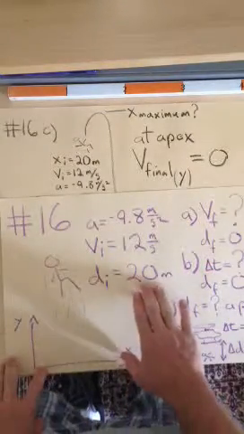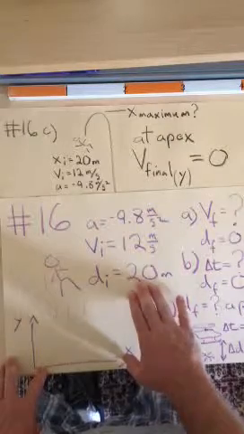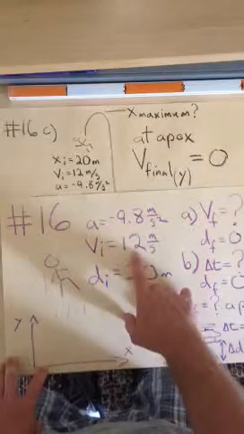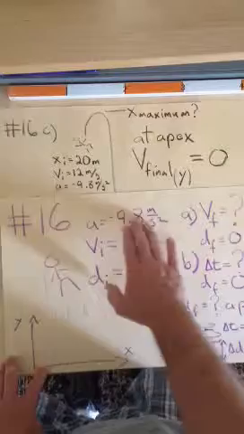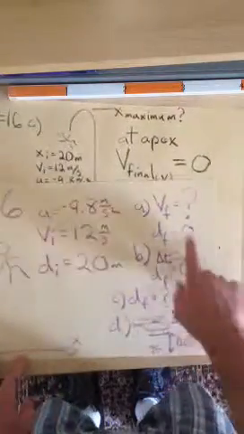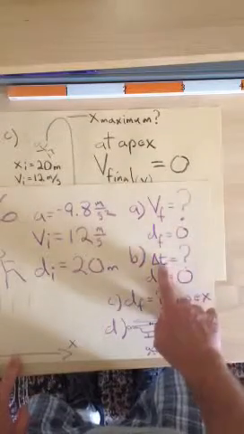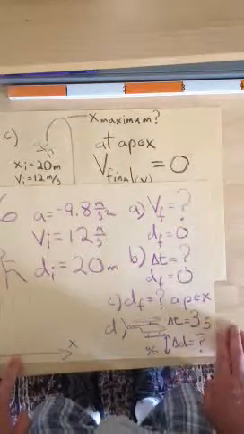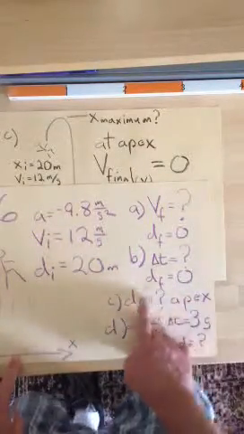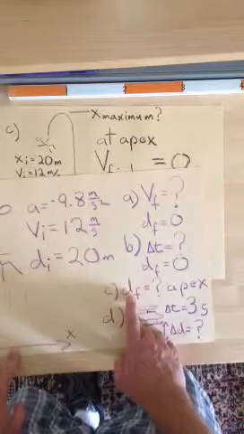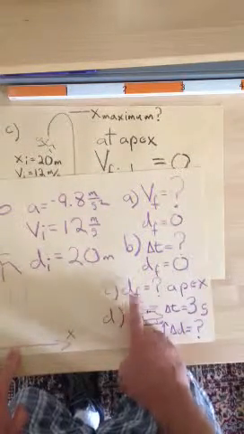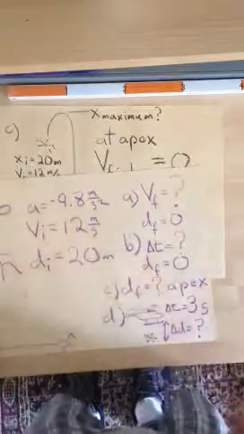Same initial conditions, obviously. Initial position is 20 meters above the ground, the origin. Initial velocity is 12 meters per second with free fall acceleration. We found the final velocity of negative 23 meters per second. We found the elapsed time to hit the ground of 3.6. However, now we want the maximum altitude, that is the final position at the apex of the person's flight.